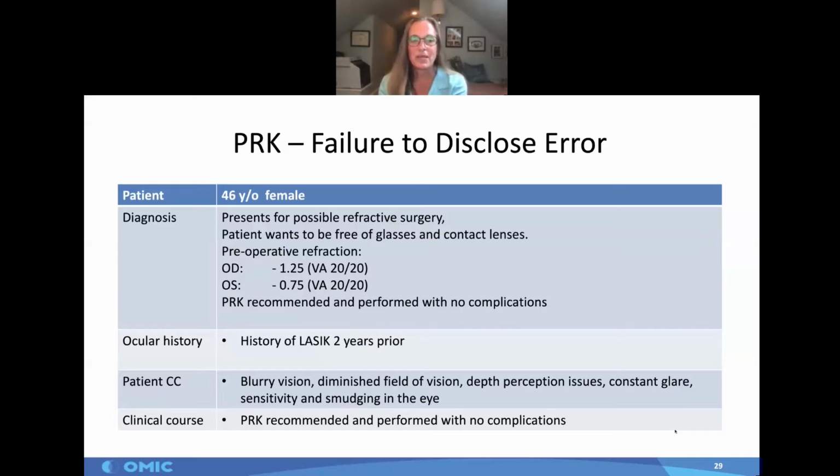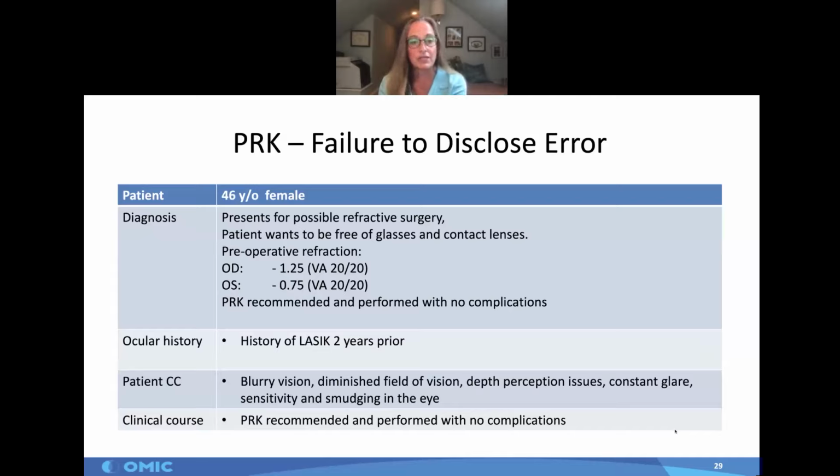So the patient was a 46-year-old woman who presented for refractive surgery, and she wanted to be glasses and contact lens independent. Preoperatively, she had a fairly mild prescription, minus 1.25 for the right eye and minus 0.75, and that corrected to 20/20 in both eyes. The surgeon recommended PRK to achieve the glasses independence, and this was performed with no complications.